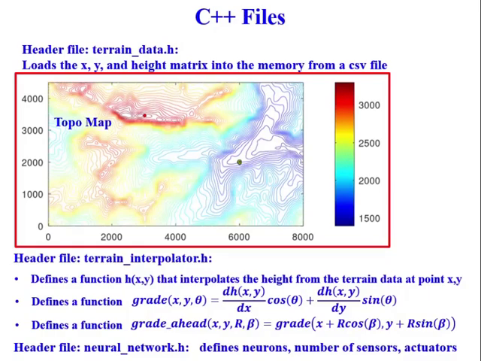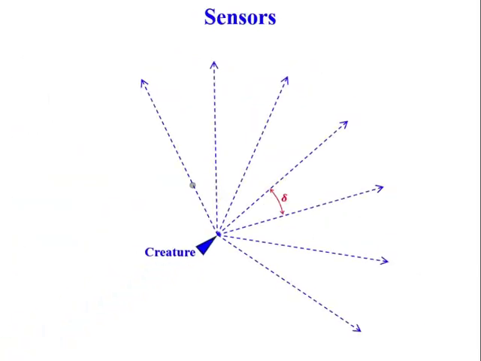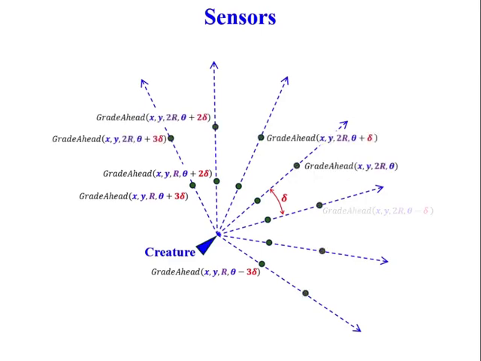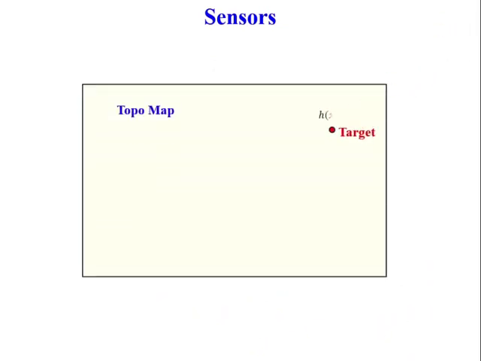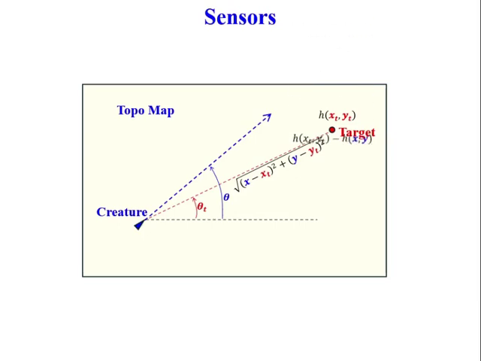Then another header file to define the neurons, the number of sensors, and number of actuators for my neural network. For the sensors, we're going to have the creatures look at a specific radius in front of them at multiple locations at different angles, and at twice that radius also at multiple locations. And at this point, the creature is going to measure the grade. The creatures are also going to measure the distance to the target, the difference in height, and the relative bearing to that target.